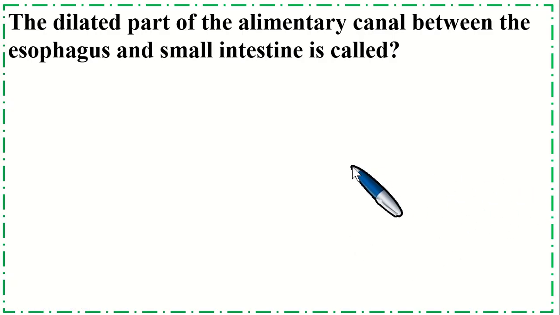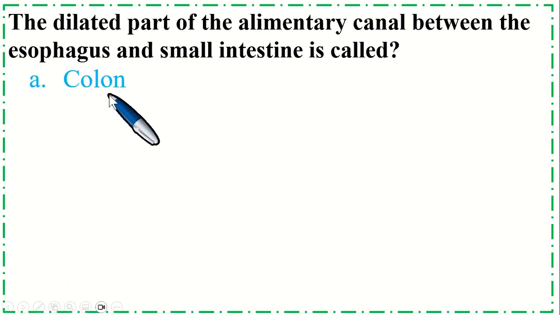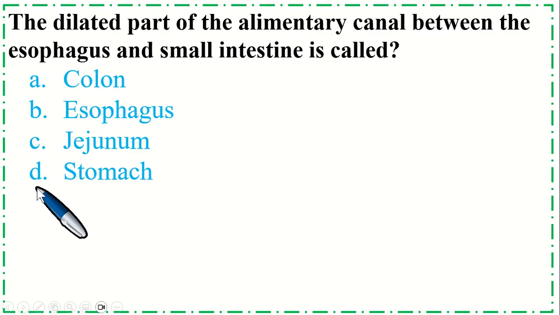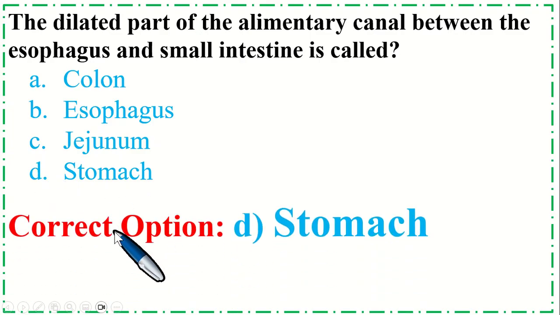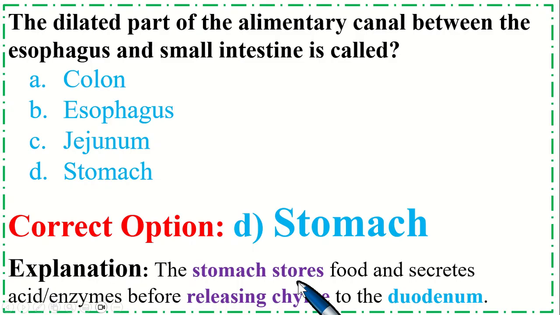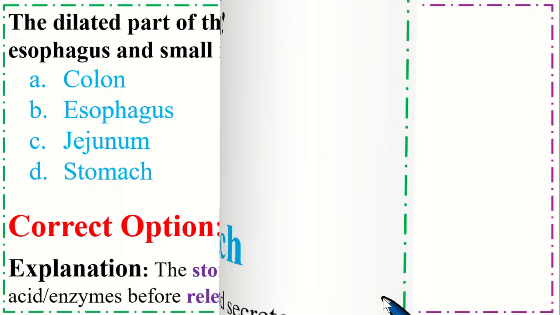Dear students, this is very important MCQs. The dilated part of the alimentary canal between the esophagus and small intestine is called option A, colon, B, esophagus, C, jejunum, and option D, stomach. So the correct option is D, stomach. The stomach stores food and secretes acid and enzymes before releasing chyme to the duodenum.